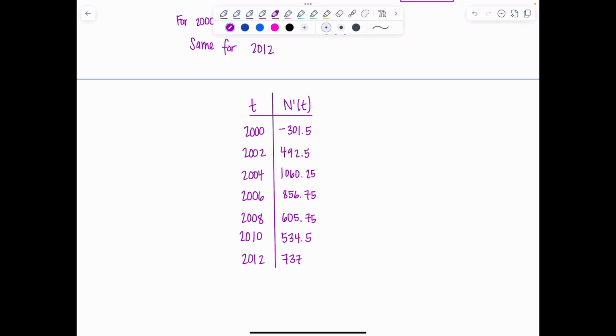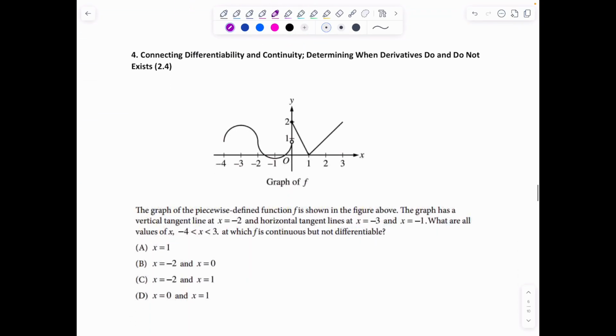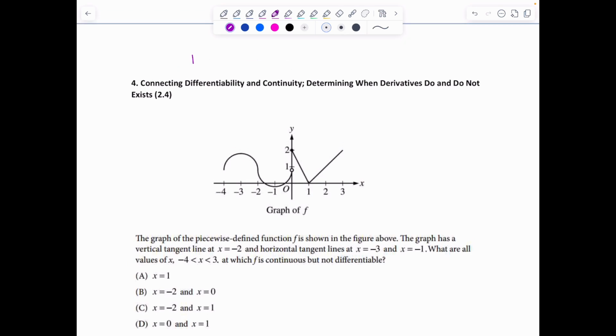All right, good. You can work on those on your own later. Next topic, connecting differentiability and continuity, determining when derivatives do and do not exist. So we know differentiability is a stronger condition than continuity. If we know that a function is differentiable at a point, that implies that it is continuous there. The reverse statement is not true. However, the contrapositive is true. What is the contrapositive? When you negate both and you reverse the order of the statement. So not continuous implies not differentiable.